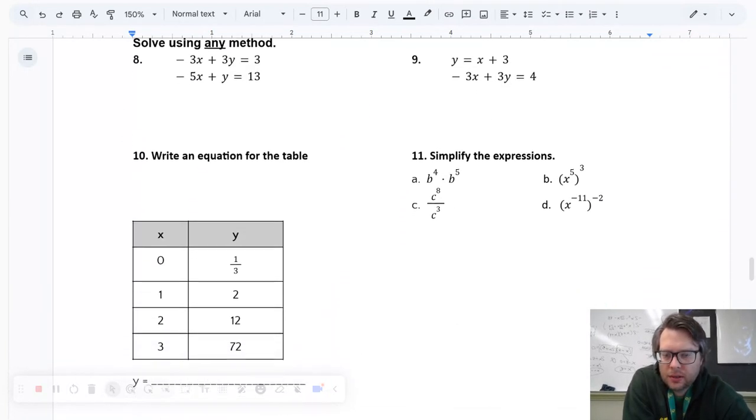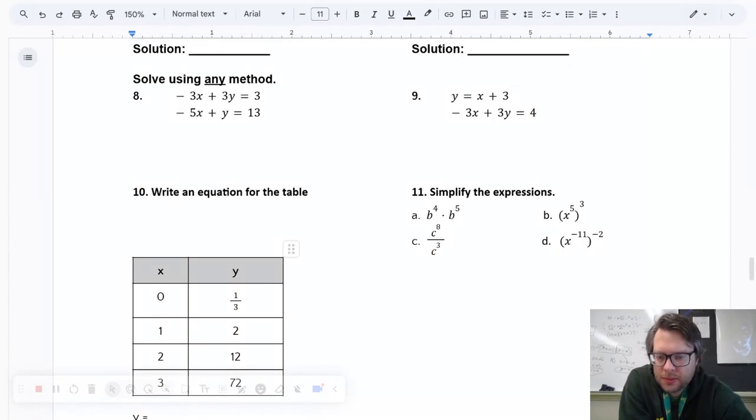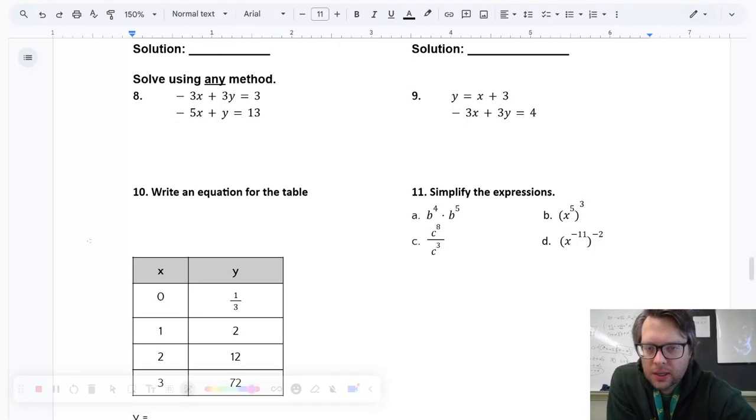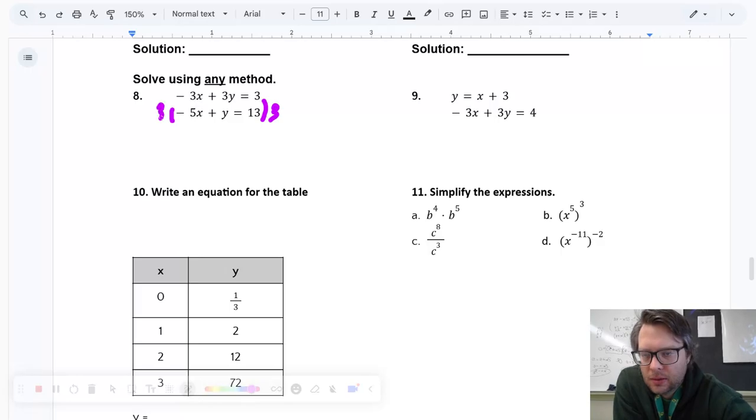All right, scooting on down. Got a couple more systems of equations. Number 8. I feel like doing this one with elimination. The x's don't really match up and the y's don't really match up, so I'm going to multiply the bottom equation by 3. Because if I multiply the bottom equation by 3, then both equations are going to have 3y in them. So now I have a 3y in my top equation and a 3y in my bottom equation.